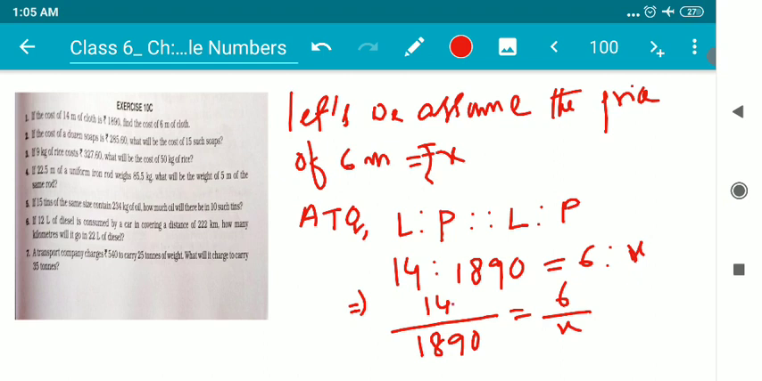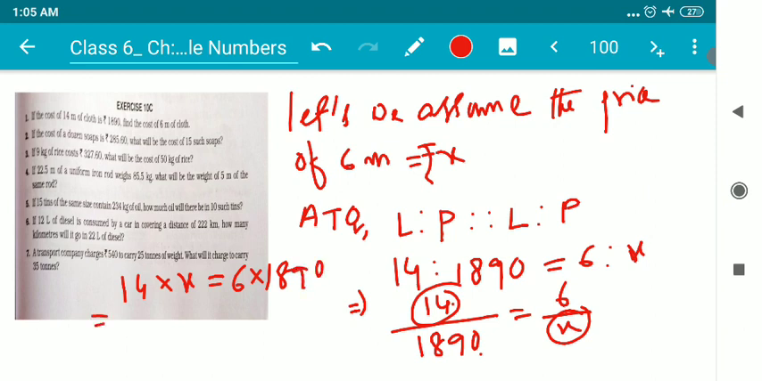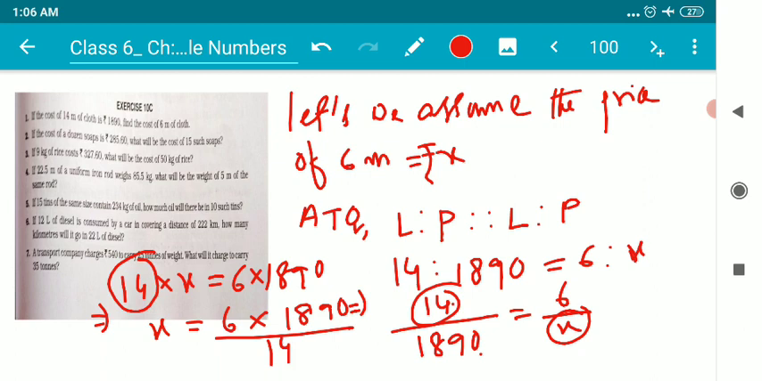Now cross multiplication, children, we know it. So 14 into X, and 6 into 1890. Now children, there is a rule called transposition. When we send any number from one side to the other side of the equal to sign, the operation gets changed to the opposite. Plus becomes minus, minus becomes plus, into becomes division, division becomes into. So I'm sending this 14 to this side. It will be X equal to 6 into 1890 by 14.